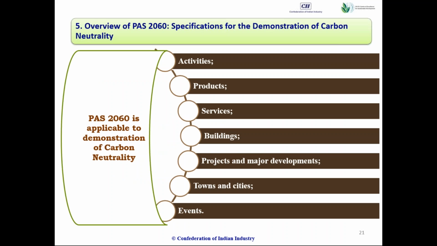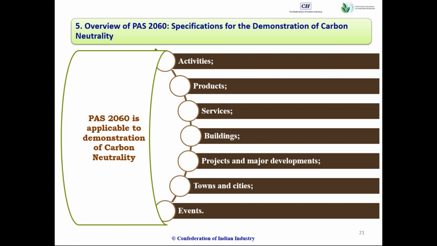Now we'll switch on to carbon neutrality. See, carbon neutrality, the standard applicable is PAS 2060. Now this standard, PAS stands for Publicly Available Standard. So PAS 2060:2014 is the latest version. Now PAS is applicable to activities, products, services, buildings, projects, towns, cities, events. So nowadays even events become carbon neutral.